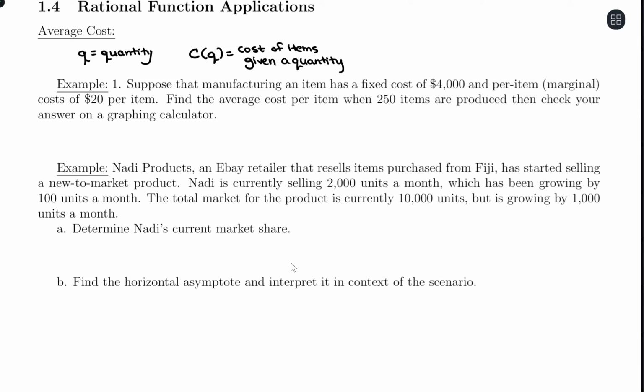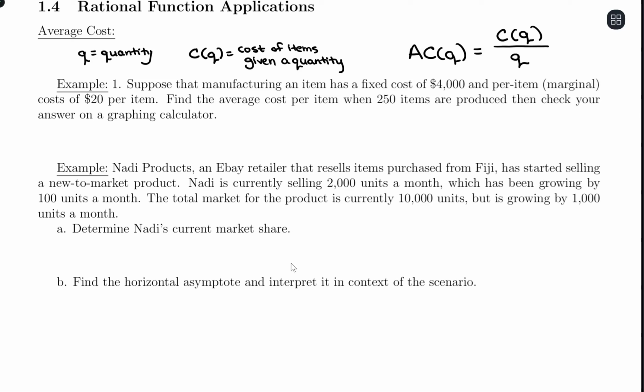So we're going to call this function AC of Q, for average cost given some quantity. And what we would do is we take that cost function, so we would take C of Q, whatever function that is, and divide it by the quantity of items. So if we were producing 100 items and there was a certain cost associated with that, if we wanted to know the average cost per item, we would take that total cost and divide it up among the 100 items.